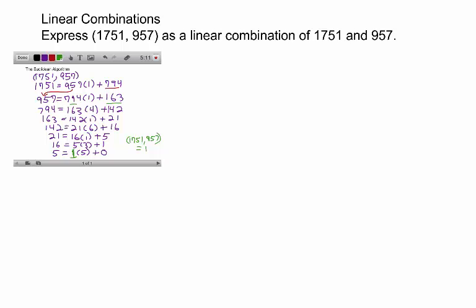Here are the results when we applied the Euclidean algorithm to 1751 and 957 in the previous video. Here we found a GCD, or greatest common divisor, of 1. In order to write these two numbers as a linear combination, we will begin by working backwards.